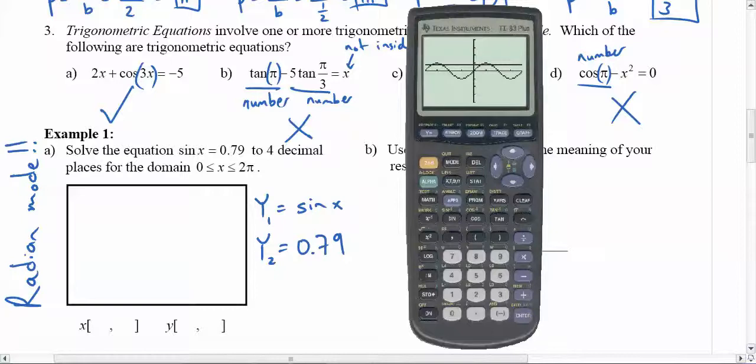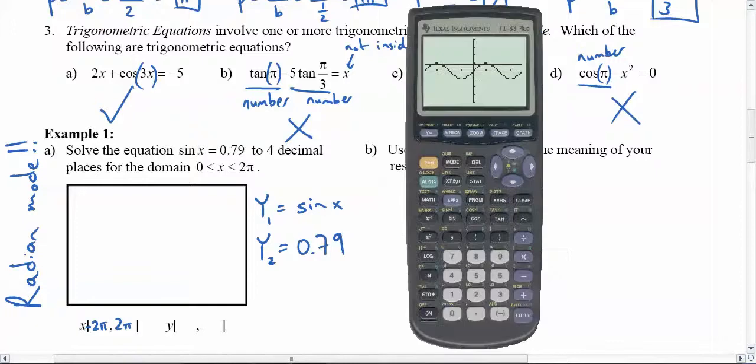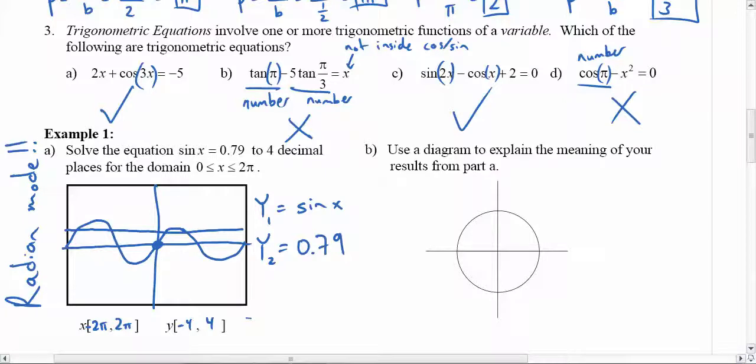Okay, so the solution is the x-coordinates of the crossing points. Here I've got my graph from negative 2 pi to 2 pi. My y goes from negative 4 to 4. That's the standard trig window. And I get my sine graph, which starts in the middle going up and does one complete rotation. And there's my line 0.79. How many answers are there?